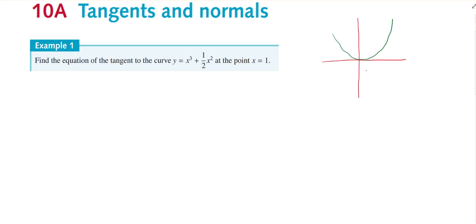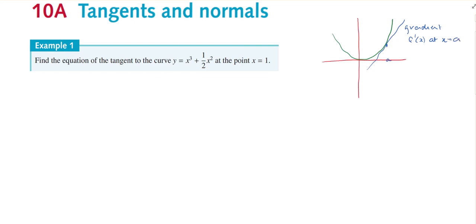If we drew a tangent in, the tangent just touches the curve at one point. And we find the gradient for this by finding the derivative at the point that we're looking at. So if we called that point A, what we're after is the derivative, f dash of x at x equals A. And that's going to give us the gradient of the tangent.